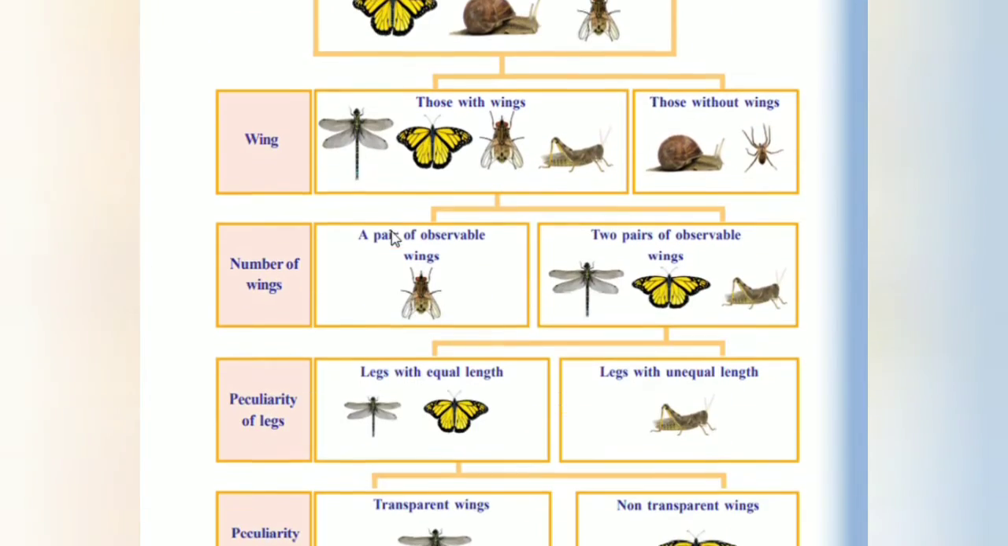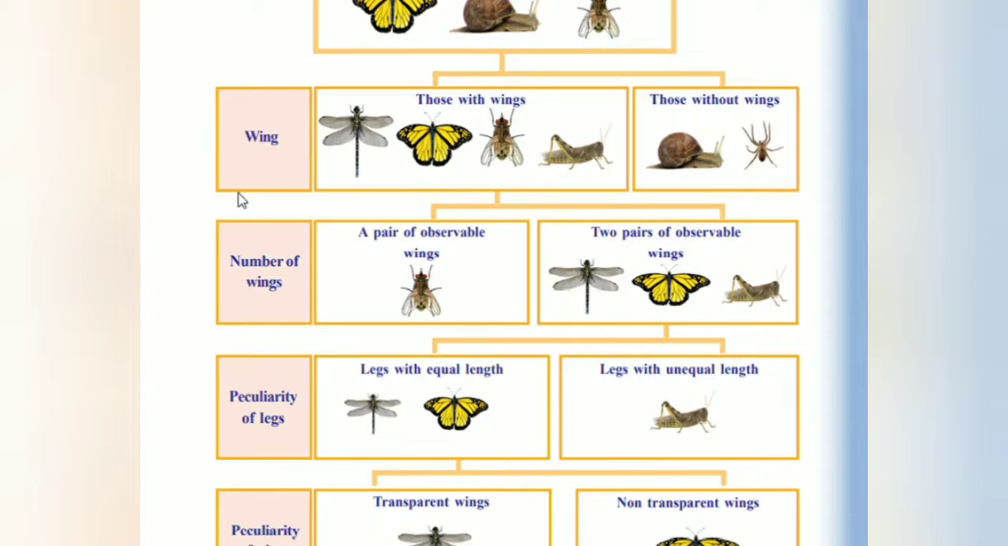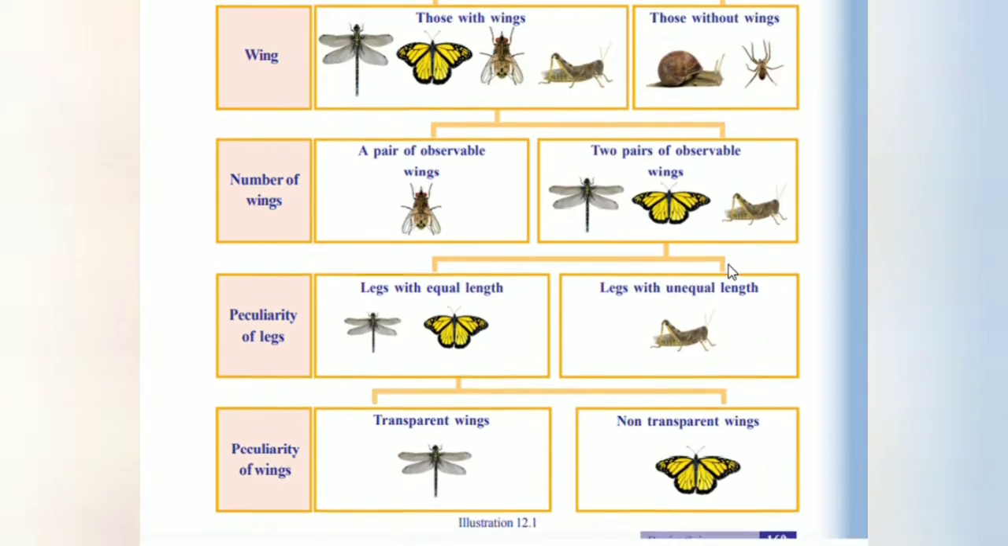So look at these pictures. How is it classified? According to the wings: those with wings and those without wings. Insects having wings and those without wings. Number of wings: a pair of observable wings. That is a bee. It has a number of wings which can be observed. Two pairs of observable wings. That is, two pairs can be seen as observable wings.